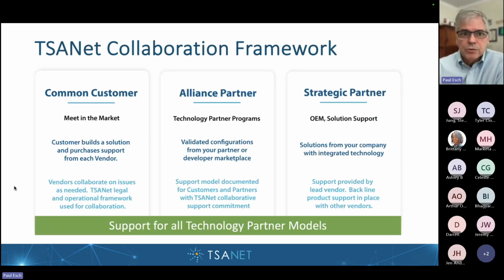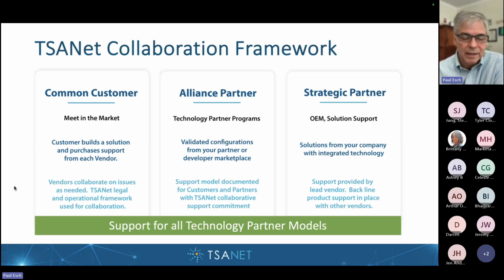So then turning over to the collaboration framework part, the emphasis on this slide that I want to communicate is that we do have support for all the different technology partner models. And what we've seen by working with members over the years is it really comes into three different areas. Of course, there's the common customer model that's been in place forever.